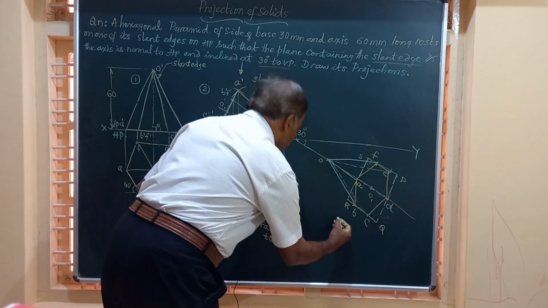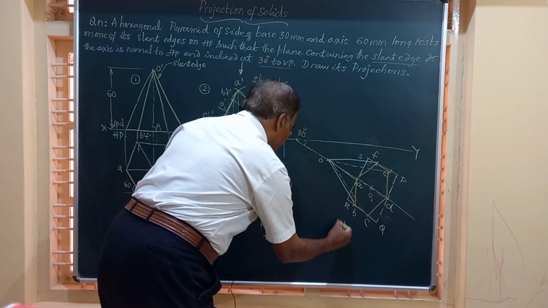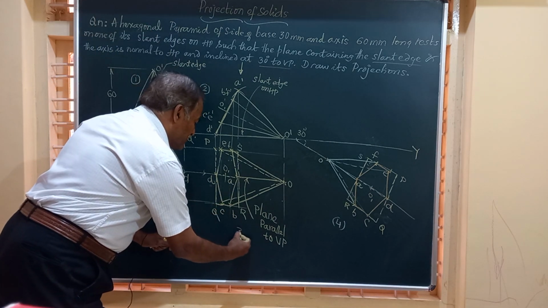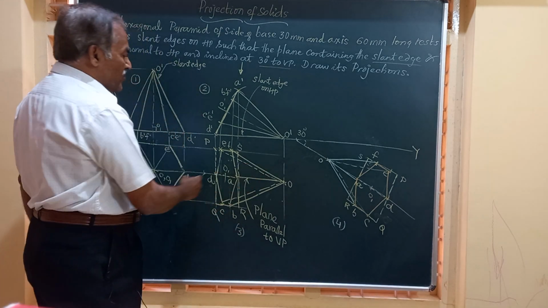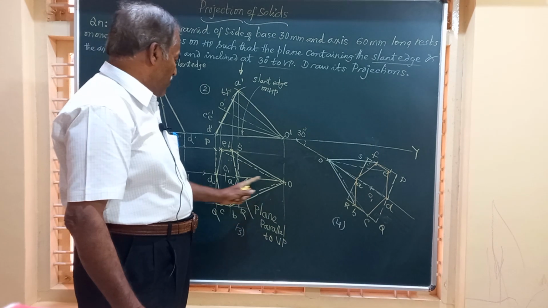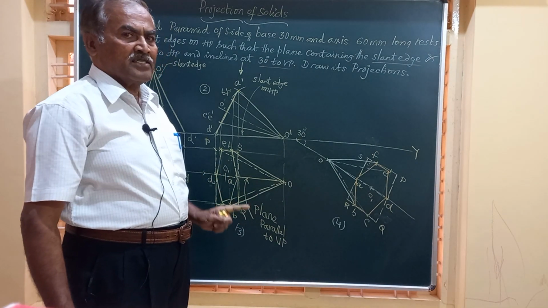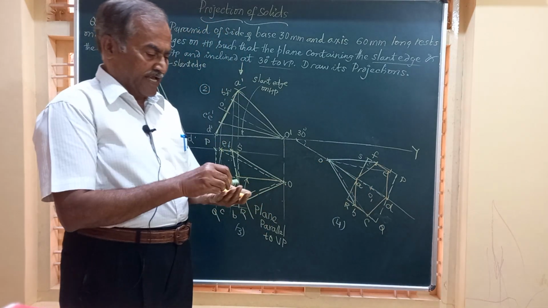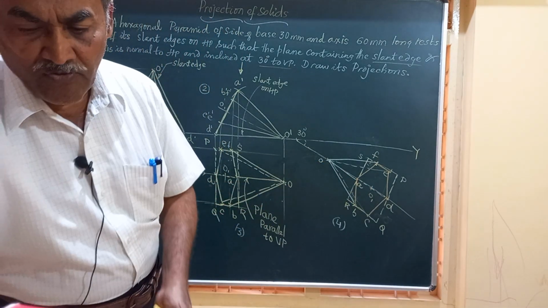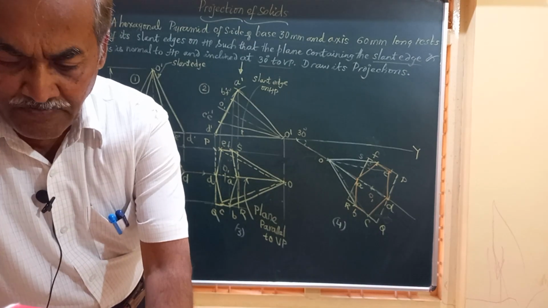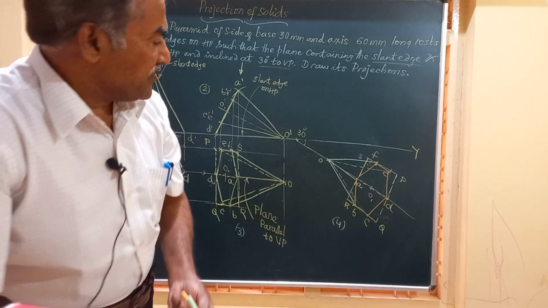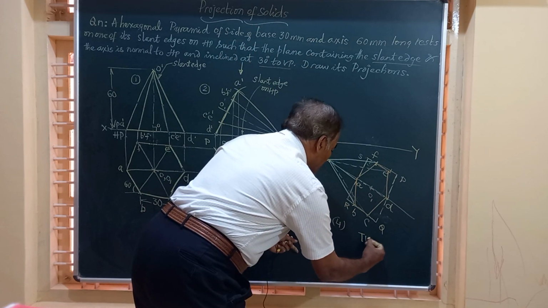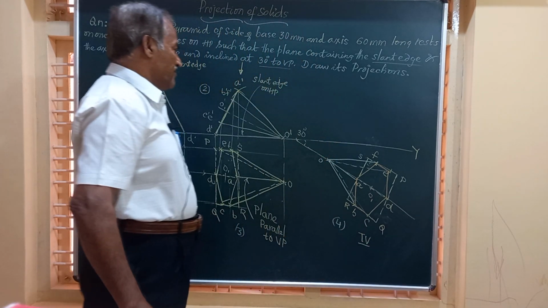So friends, if you call this figure number 4, this figure number 4 is the same as figure number 3. Only the thing is, this O1D, which was parallel to VP, I have drawn the same plane at an angle of 30 degrees to VP. Friends, this figure represents the final top view of the solid, and I should get the final front view.